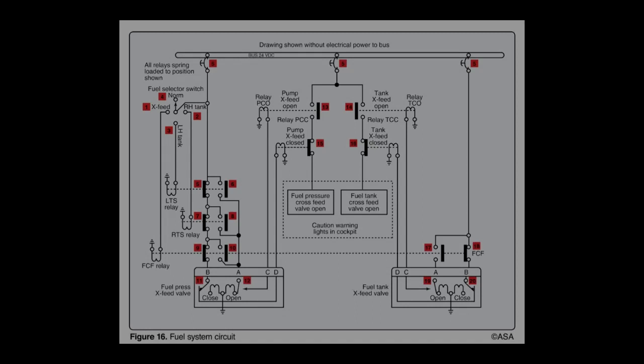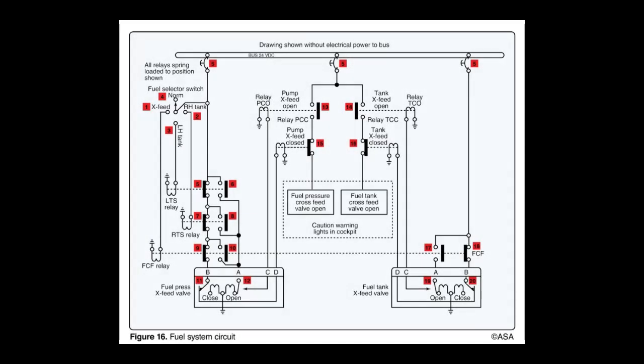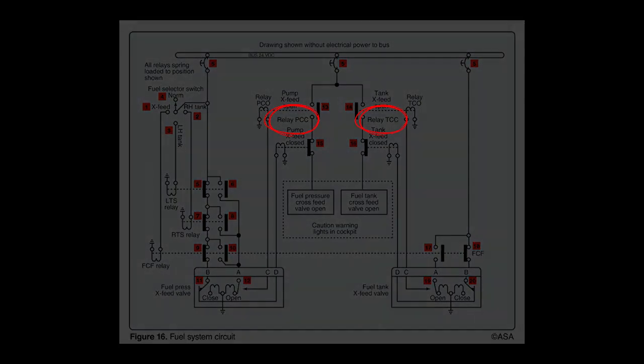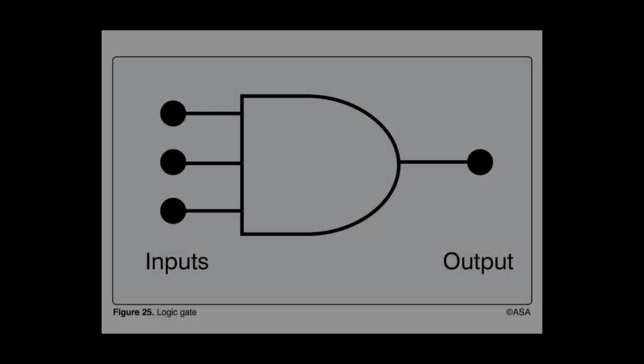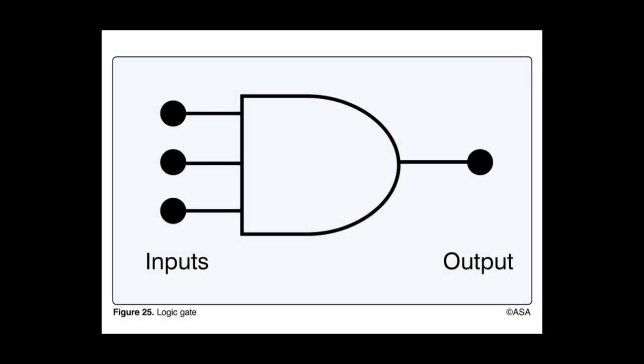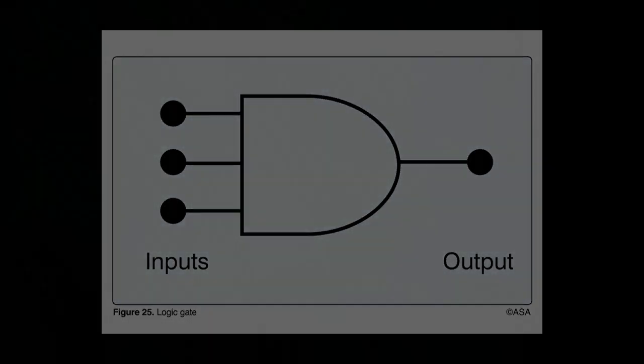Refer to Figure 16. When electrical power is applied to the bus, which relays are energized? PCC and TCC. Refer to Figure 25. In a functional and operating circuit, the depicting logic gate's output will be 0 when one or more inputs are 0.